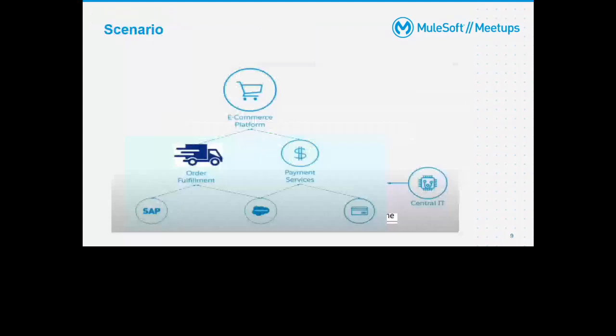Now consider a scenario where an e-commerce organization is launching a new mobile application to provide an online shopping experience to its customers. There are multiple development teams like order fulfillment and payment service teams. They are building integrations and APIs required to support an end-to-end solution. Now, this requires designing consumer-focused API specifications and connecting multiple internal and third-party systems while also working with the central IT.